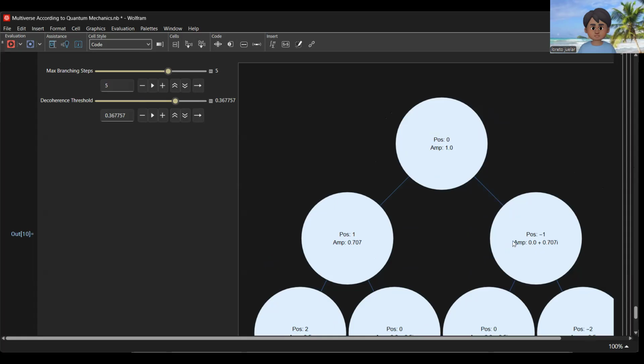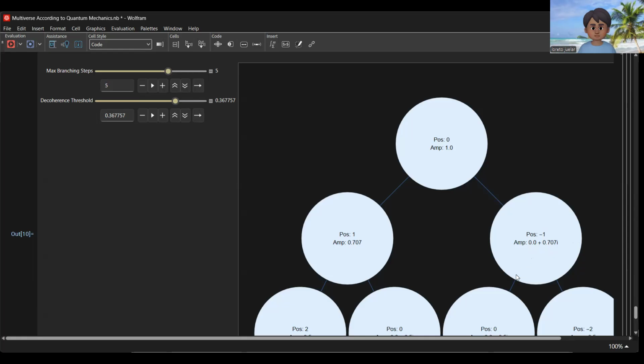So we have the amplitude. This amplitude is 0 plus 0.707 I, the quantum amplitude. The complex number is the mathematical description of the particle's quantum state at that location. So it contains two pieces of physical information.